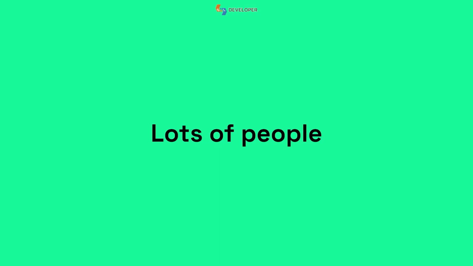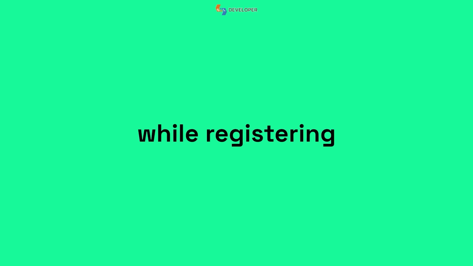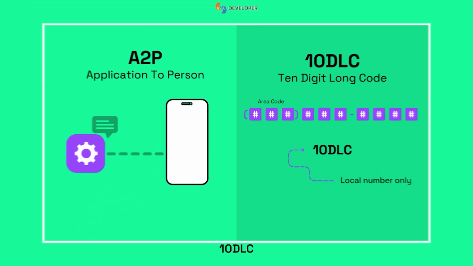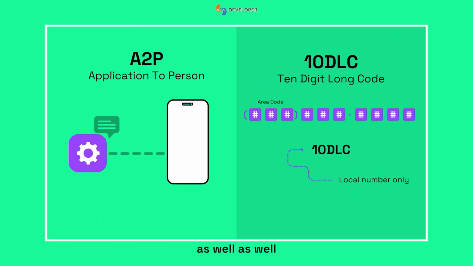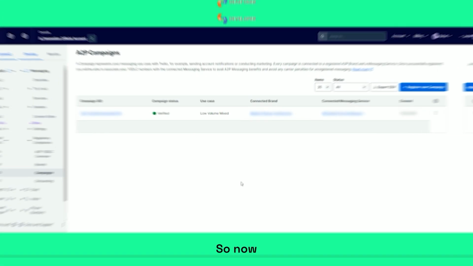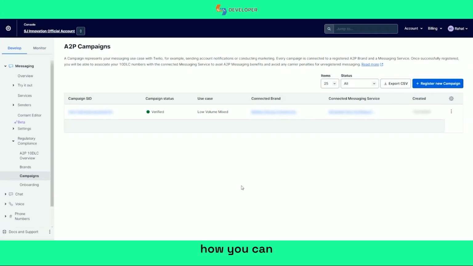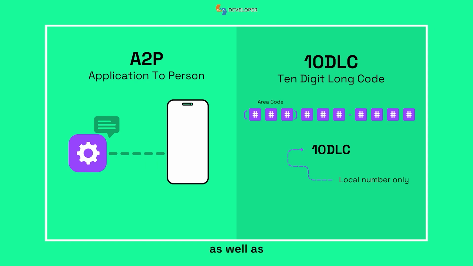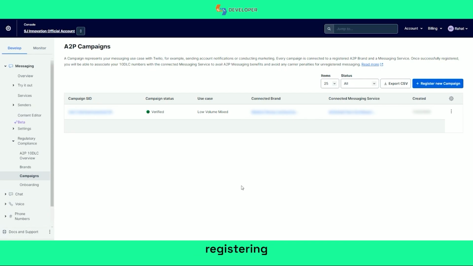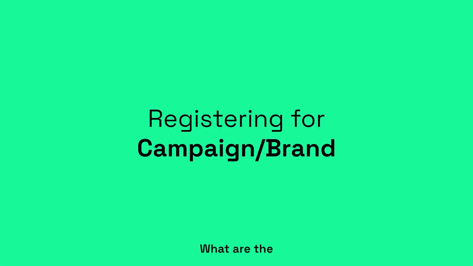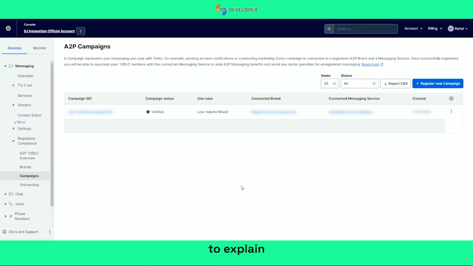Hi everyone. Lots of people are facing problems while registering their campaigns for A2P 10DLC registration, as well as while doing their brand registration. We can see lots of our customers are also facing the same problem. So in this video, I'm going to explain how you can successfully register your brand for A2P 10DLC as well as your campaign, what information you need to have on your website, and what the best practices are while registering for the campaign or brand. I'm going to explain in this short video.